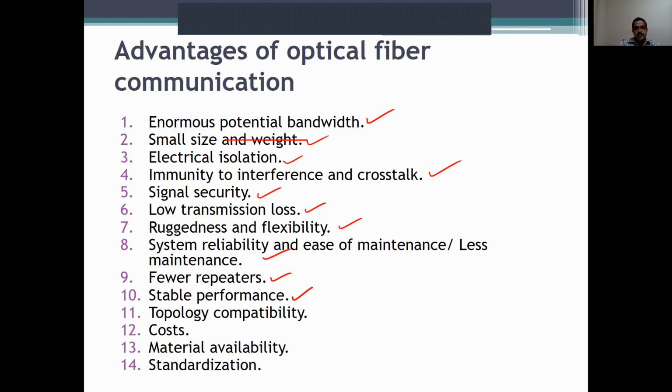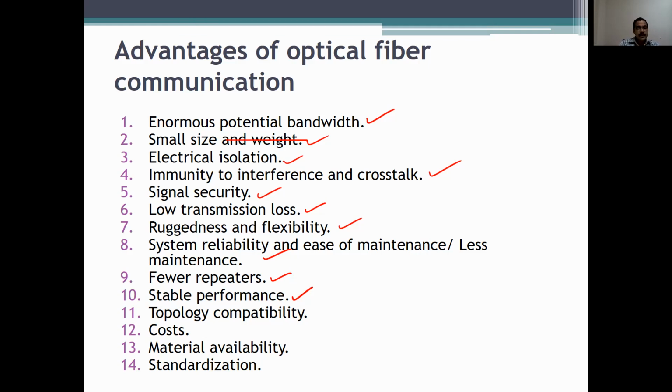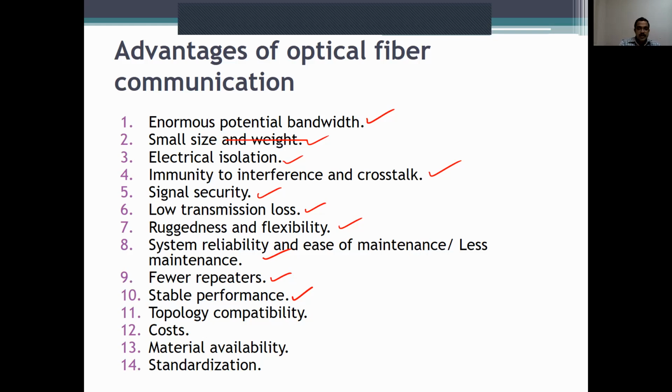So we are using a plastic fiber or a glass fiber, so the amount of degradation to the quality of that fiber is very less. As a result, the performance will remain stable. Then topology compatibility means it can be used in any network. There are no such limitations. We can use it in any networks, and the cost is also very small.